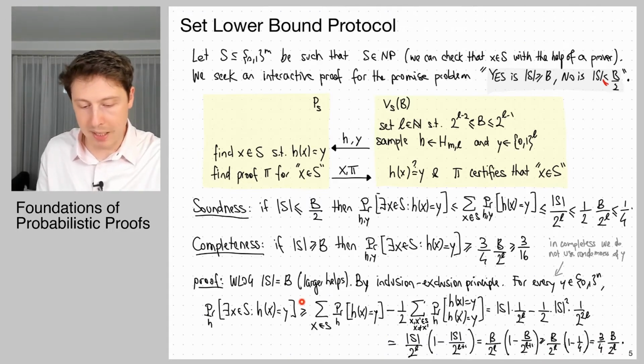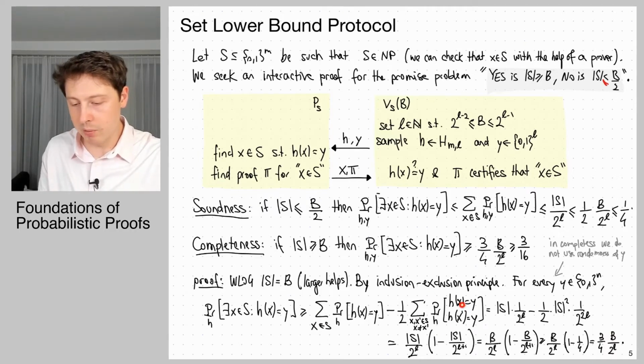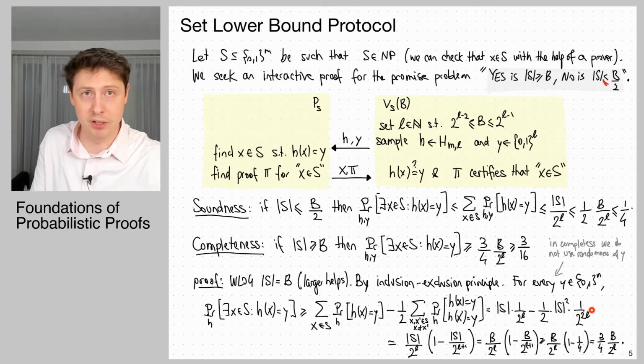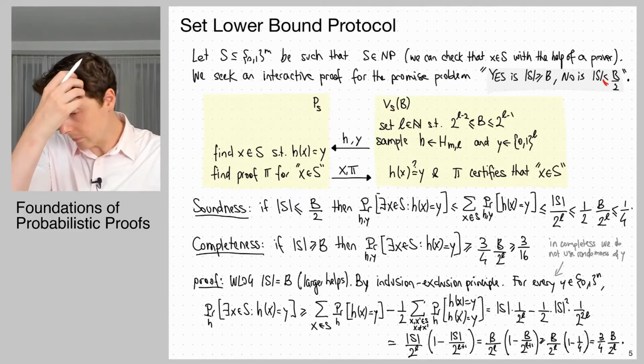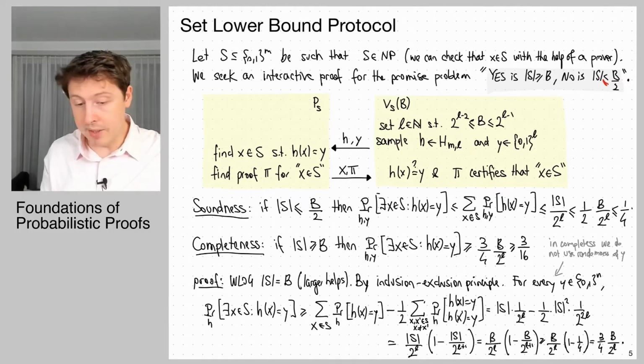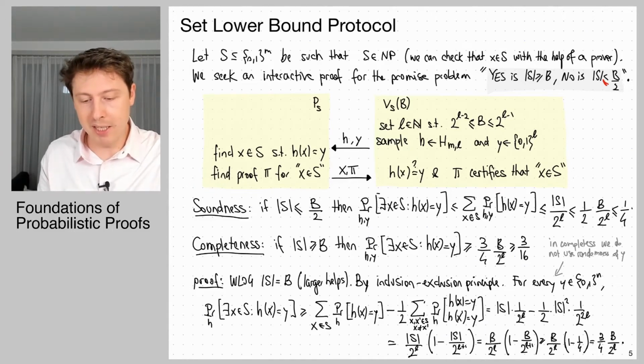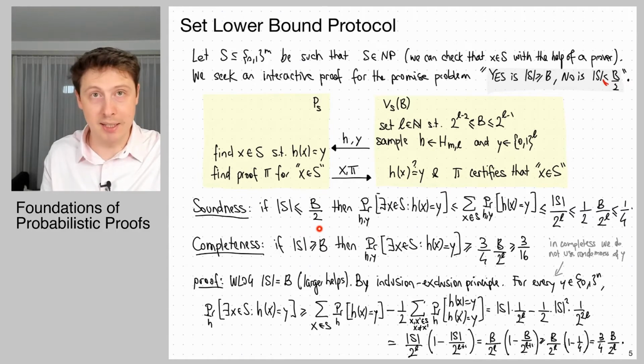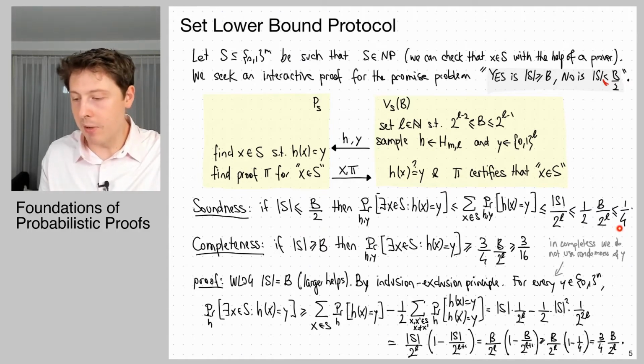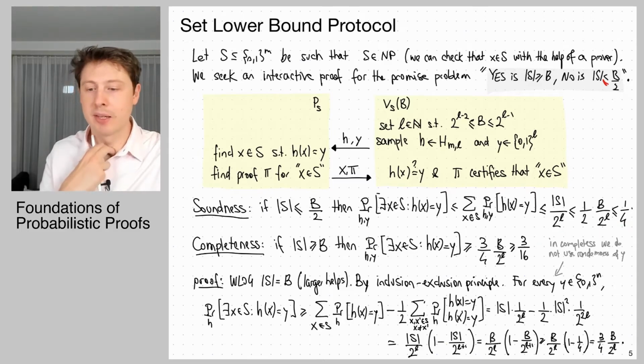The only thing that happened is we applied inclusion-exclusion. Inclusion-exclusion brought in this collision probability, and we understand the collision probability because we are using a pairwise independent hash function, okay? In sum, now we have a one-round public coin protocol that, if the set S is large, accepts with probability 3/16, and if it is small, less than half of B, accepts with probability at most a quarter. These are bounded away from one another, okay? And so this is what we wanted to do.